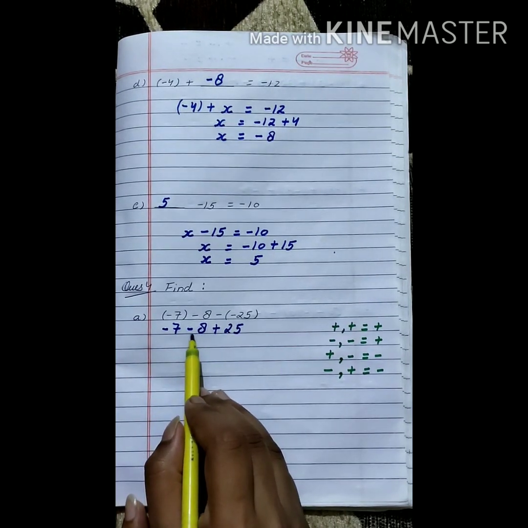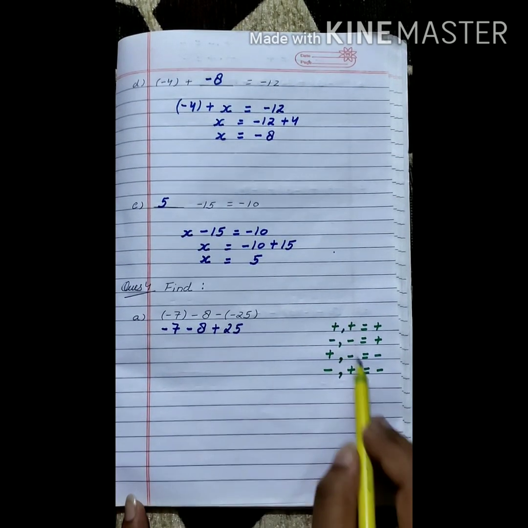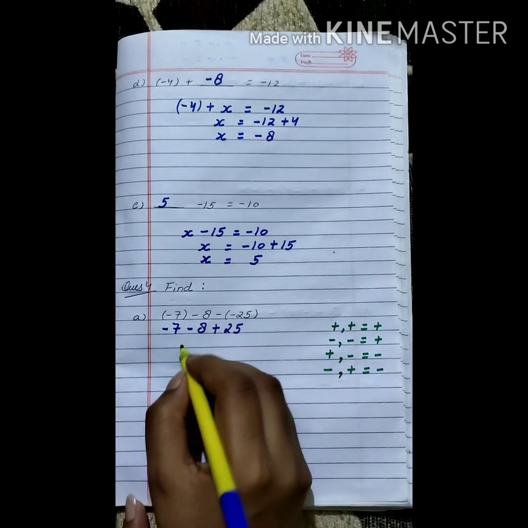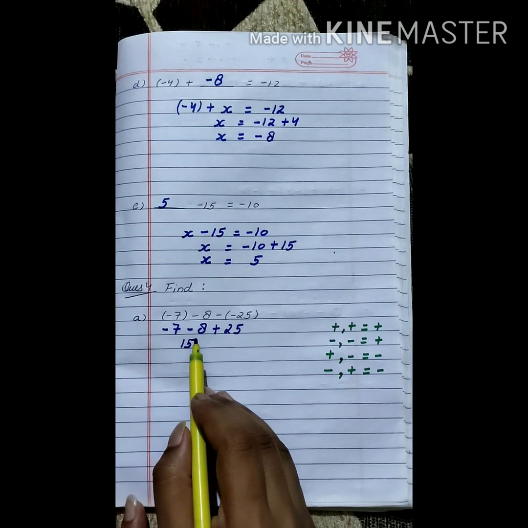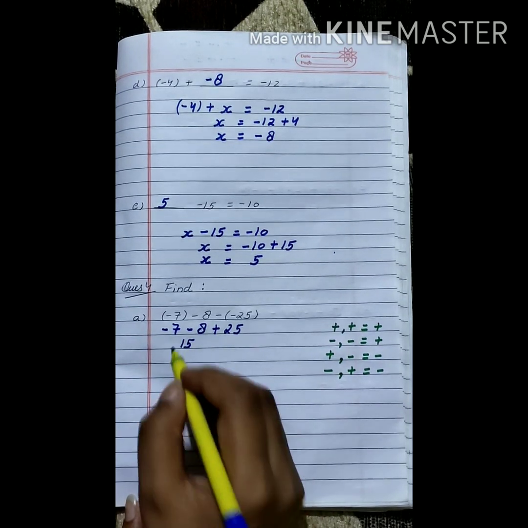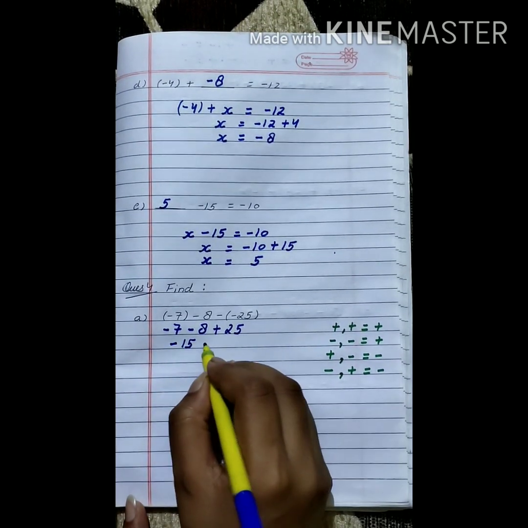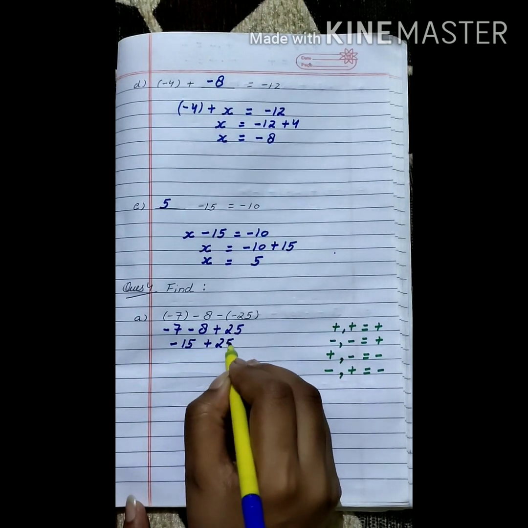Now firstly we will solve the first 2 terms. Both are negative integers and we know that minus minus is plus. So we will add these 2 terms. 8 plus 7, 15. Here 8 is the greater integer and it is negative. So 15 is also negative. Plus 25 as it is.